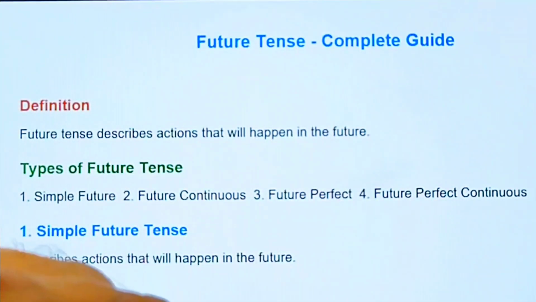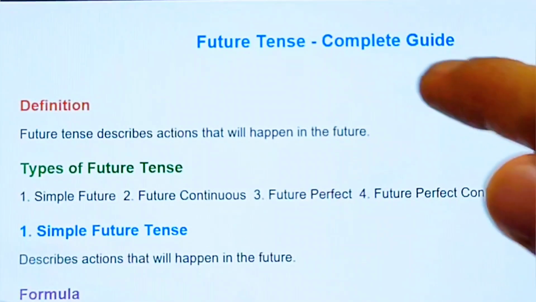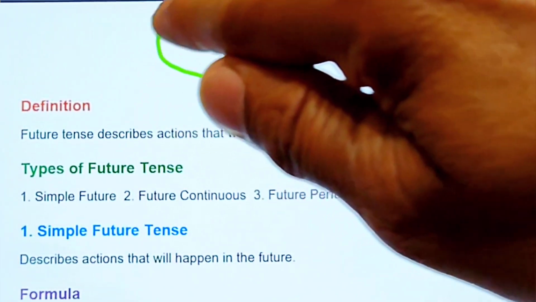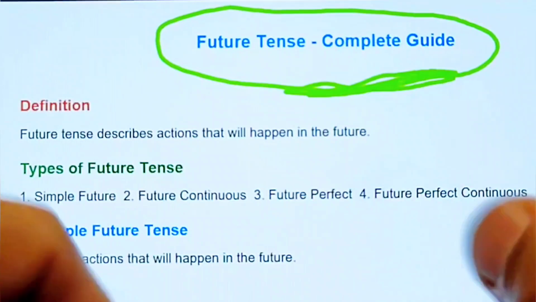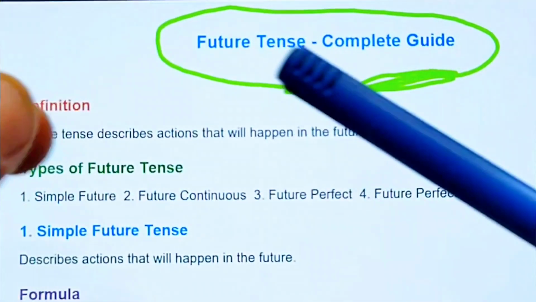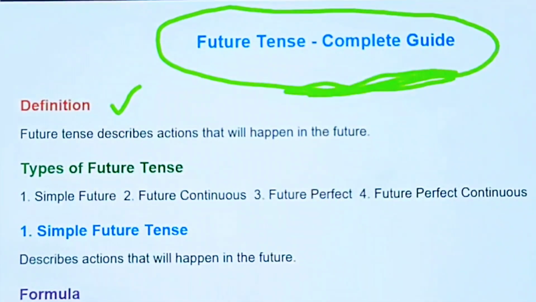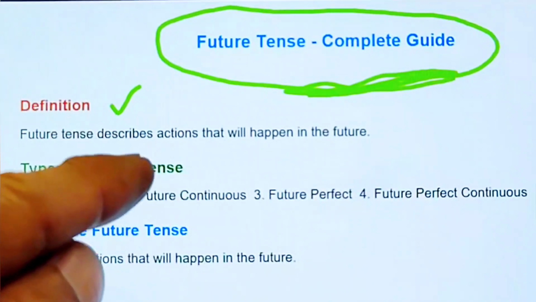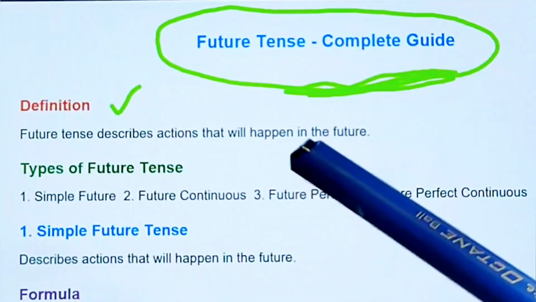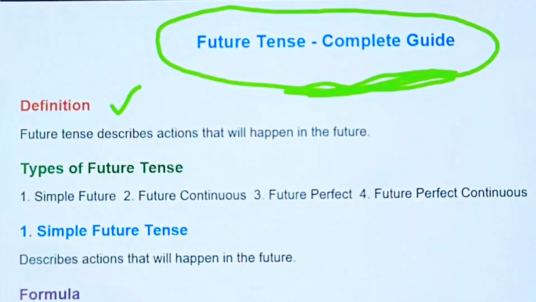In today's lesson, we're going to discuss future tense. This is the complete guide, and we have all the future tenses here. First of all, we'll look at the definition. Future tense describes an action that will happen in the future. This is the definition.